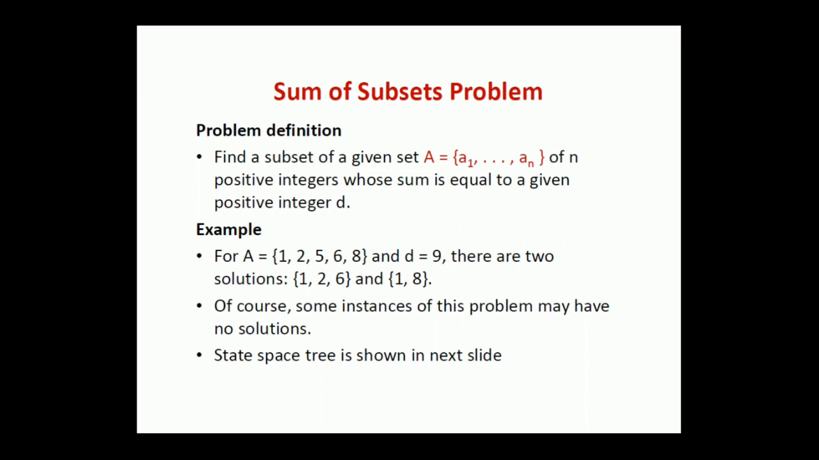For example, if set A has elements 1, 2, 5, 6 and 8 and d is equal to 9, then there are two solutions. The first solution set may have elements 1, 2 and 6, adding which we get a sum which is equal to 9. And similarly, the other solution to the problem could be a set with elements 1 and 8, the sum of which is again equal to 9.